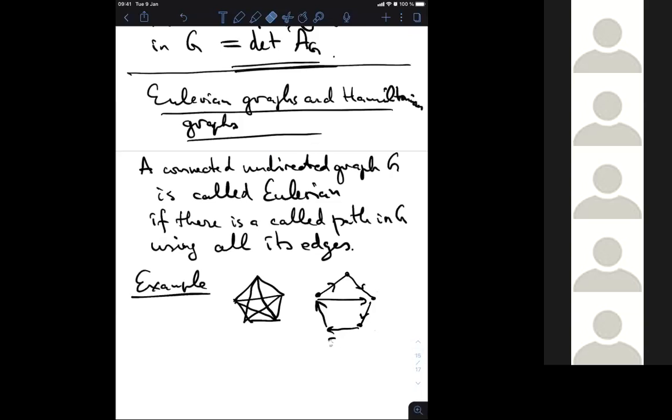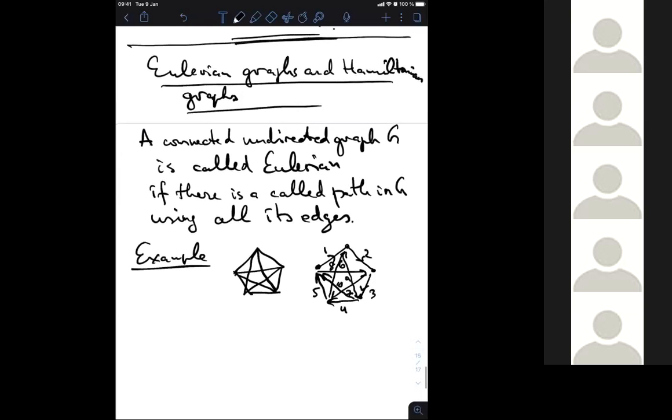I'll put my labels on edges, so we'll see what we're doing. We start here, so this is number 1, number 2, number 3, number 4, number 5, number 6, number 7, number 8, number 9, and finally we're getting back, number 10. So there is a nice, very simple result characterizing Eulerian graphs. And we'll talk about this next time.